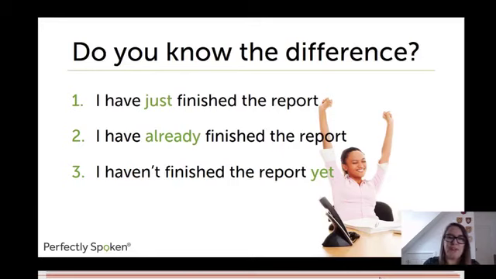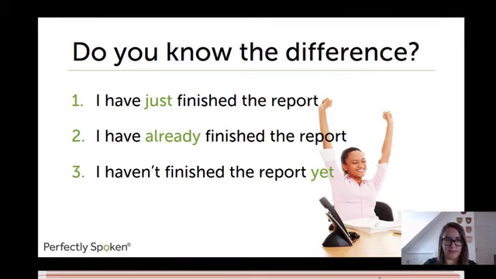So do you know the difference? Number 1, I have just finished the report. Number 2, I have already finished the report. And number 3, I haven't finished the report yet. Pause the slide and see if you can tell me what's the difference here.